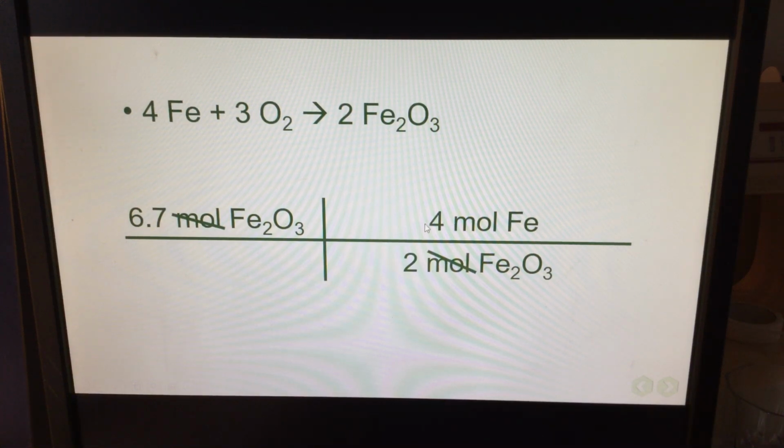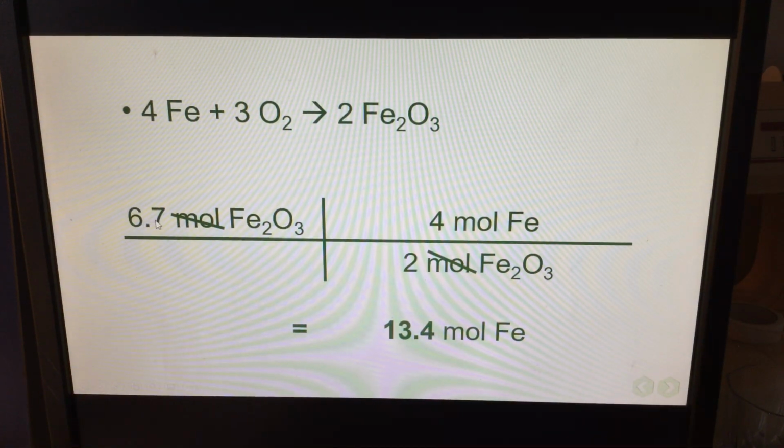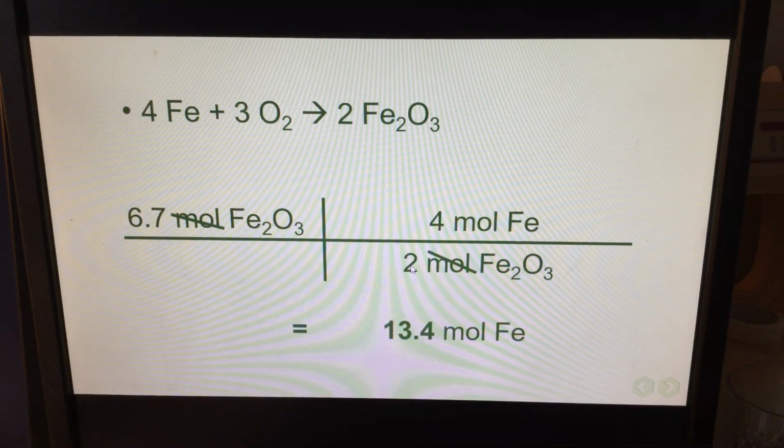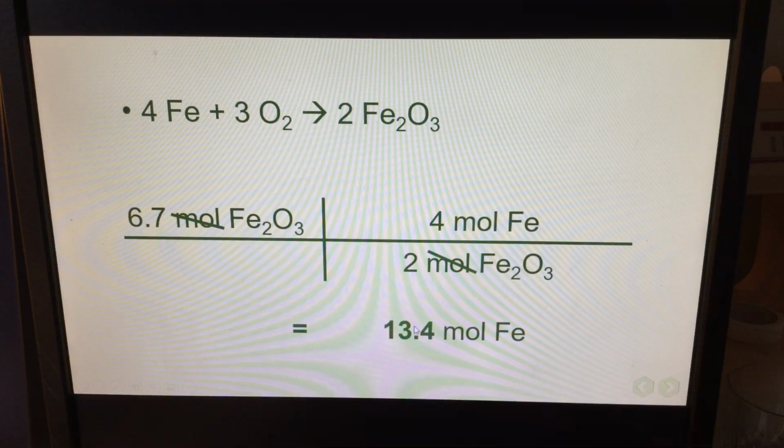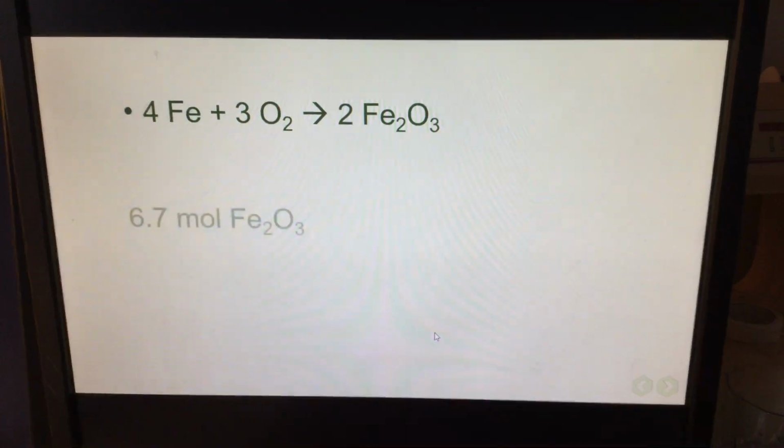So we put this in the equation, but we want to write it in such a way that the iron oxide cancels out, right? So we put the moles of iron oxide on the bottom, and the moles of iron on the top, because that is what we want to find out. All right, then we do the math. We multiply 6.7 times 4 and divide it by 2, and we get 13.4 moles of iron.